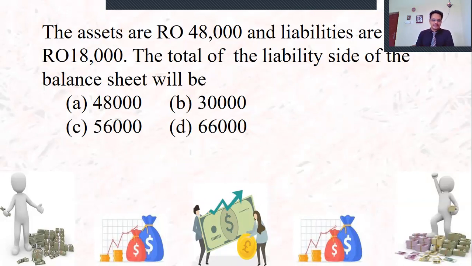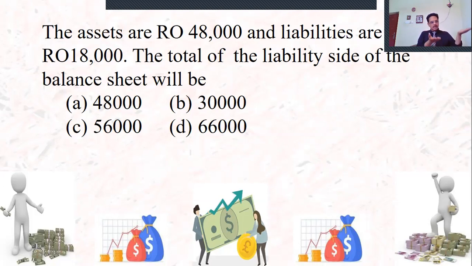But the answer is not that. 30,000 is the equity, but the answer asked is the total of the liability side of the balance sheet. In a balance sheet, the total of the asset side and the total of the liability side should always be equal. So if the asset side is 48,000, then the liability side also is 48,000. So the answer is 48,000, option A.